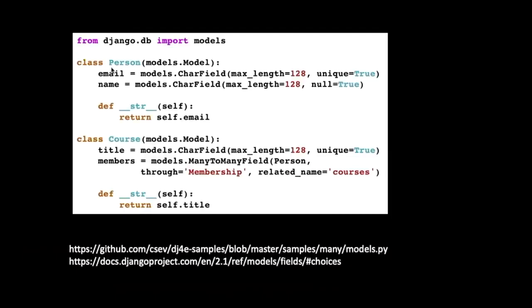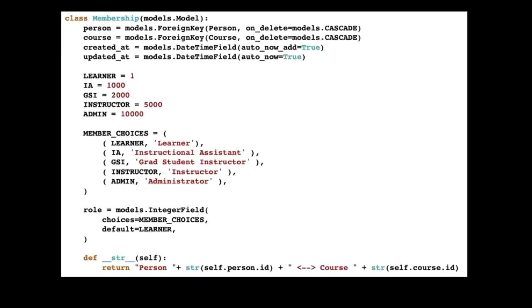So here we go. So we're going to have a person in a course, and we're going to have a through table of membership, and so we're going to send these things back and forth to each other. And this membership is the tricky one. And so we have a foreign key over to person and a foreign key over to course. And we're going to model some information.